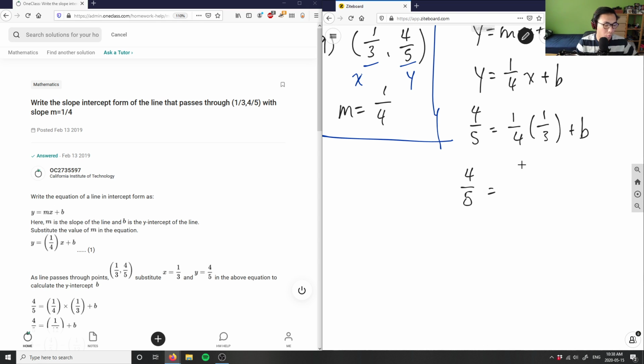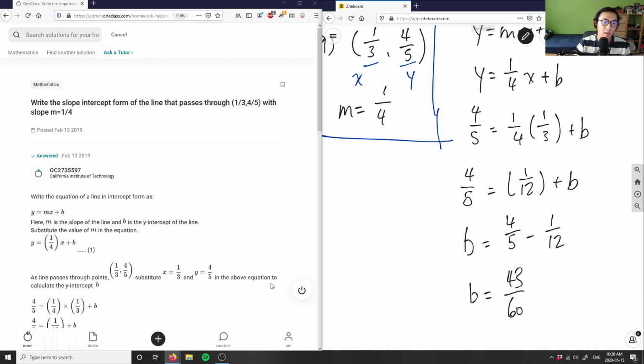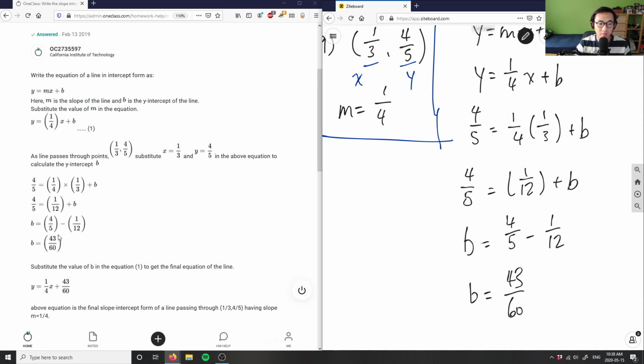4/5 equals 1/4 times 1/3, which will give me 1/12, plus b. And b here would simply be 4/5 minus 1/12, which gives me a value of 43/60. And I believe the solution here is correct. Again, this solution is correct, so 43/60 is correct here.